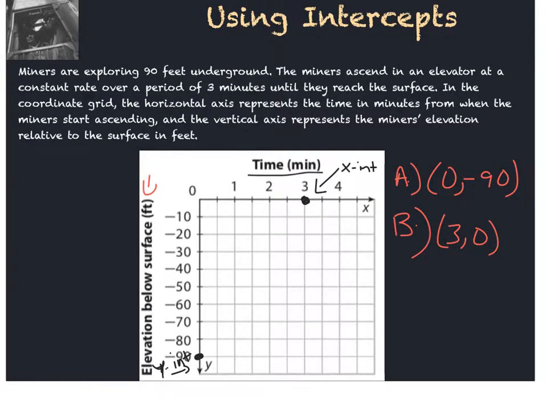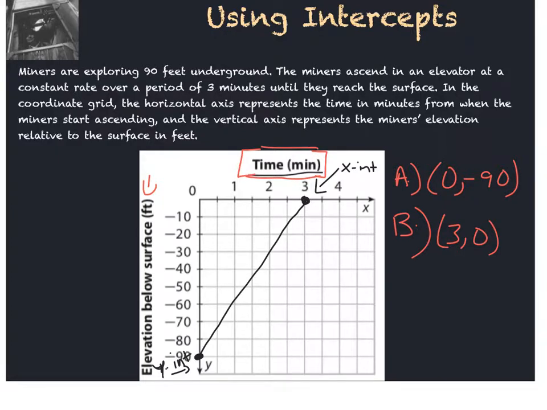Part C says to connect these points. The reason why we're going to connect these points, if you remember our discussion about discrete and continuous graphs, is that we're talking about time here, so time is going to be continuous. This is not going to be a discrete graph. Time is continuous, so we are able to connect these with the line. That's a better line, and that would be part C.